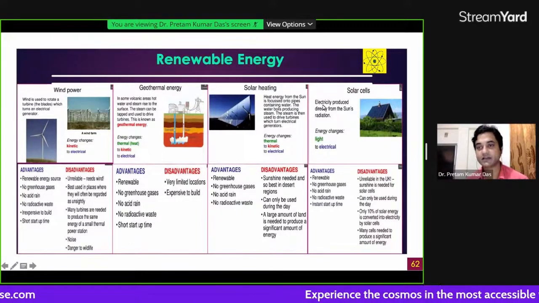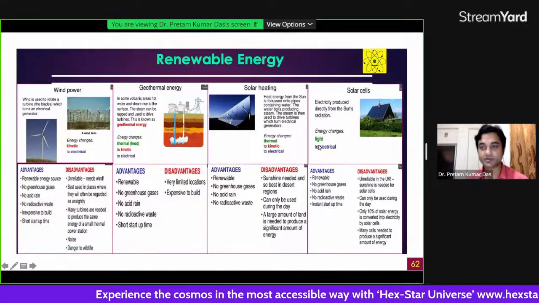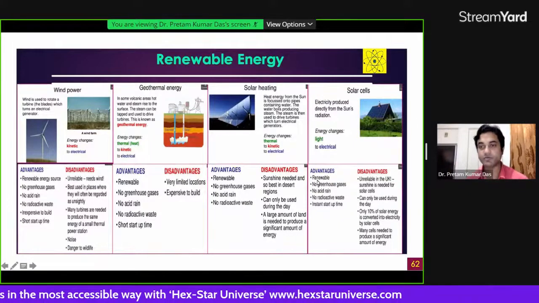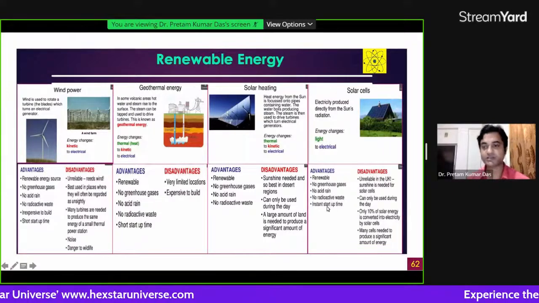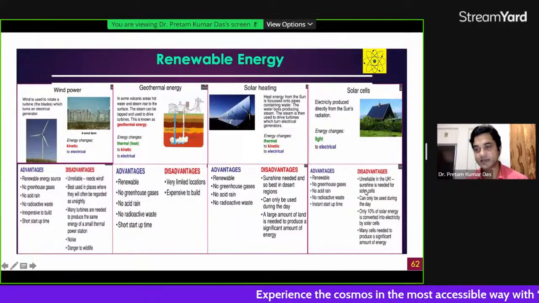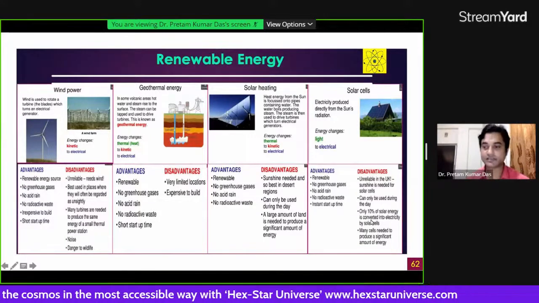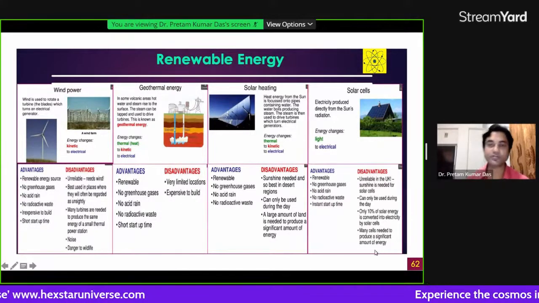Solar cell: electricity is produced directly from the sun's radiation. Here, light is converted into electrical energy. So the advantage is renewable, no greenhouse gases, no acid rain, no radioactive waste, and instant startup time. But there are some disadvantages. It is unreliable, sunshine is needed, and solar cells can only be used during the day. Only 10% of solar energy is converted into electricity, so we need to increase the efficiency. Many cells are needed to produce a significant amount of energy.